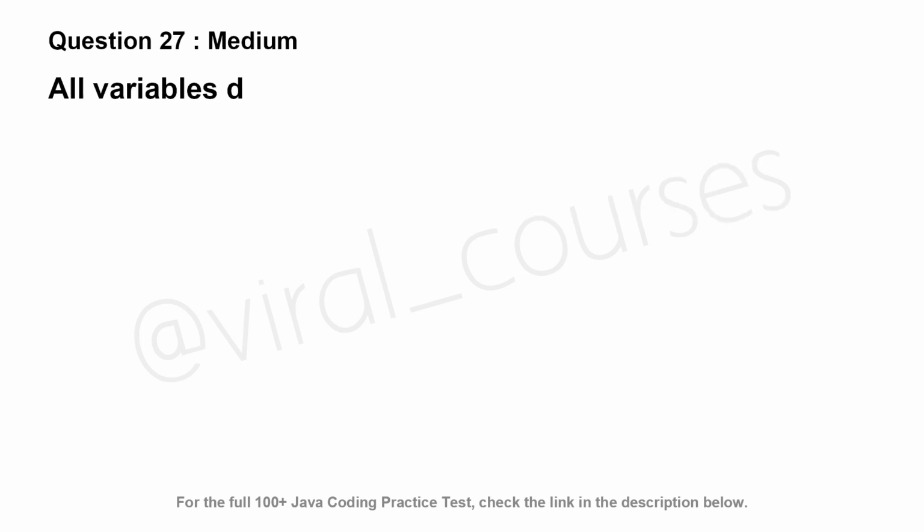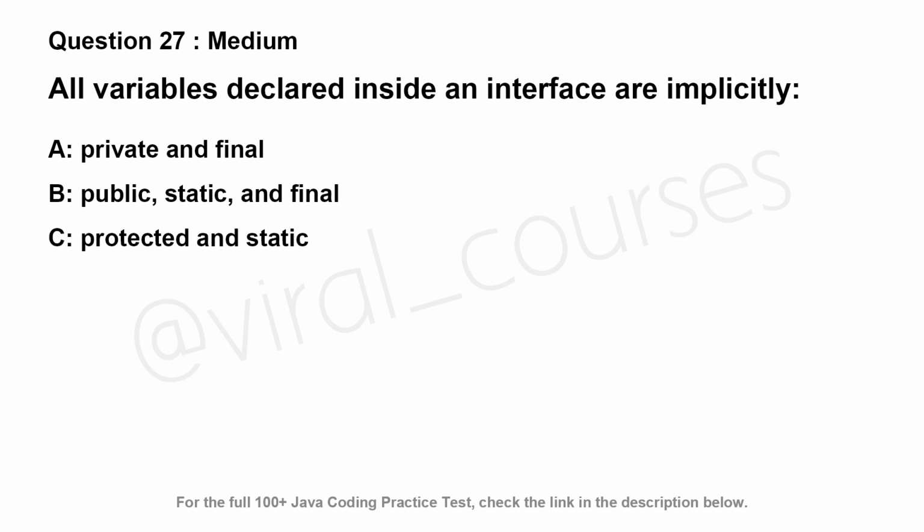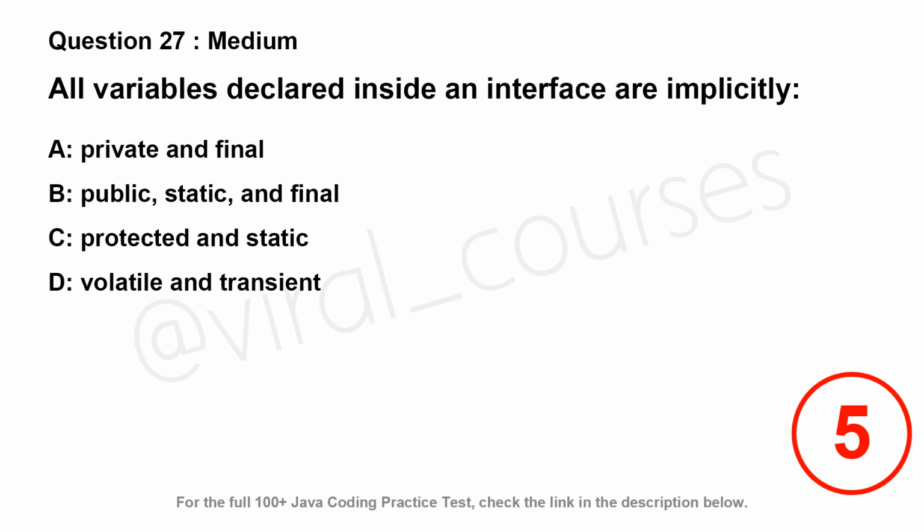All variables declared inside an interface are implicitly: Option A, private and final. Option B, public, static, and final. Option C, protected and static. Option D, volatile and transient.